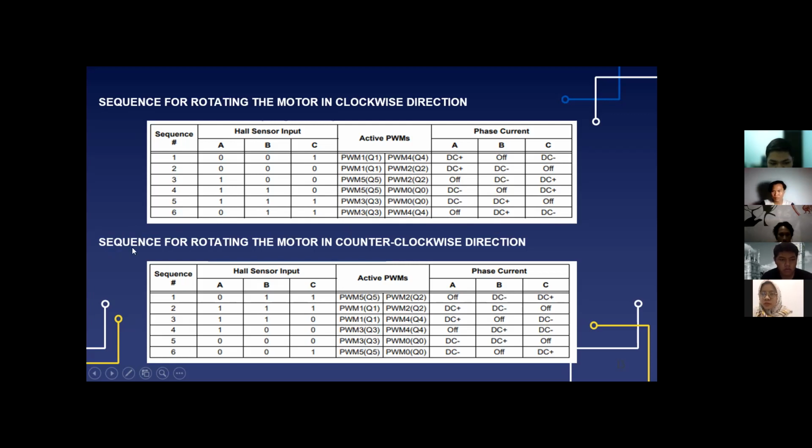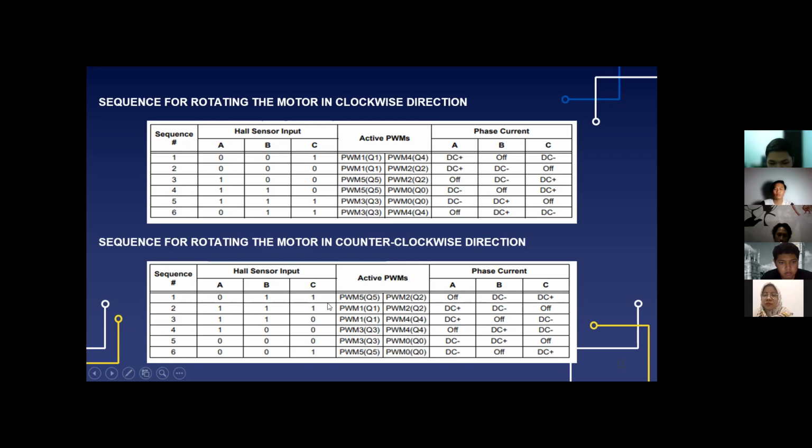For the counterclockwise direction, it is basically the same, but flipped or reversed in polarity. For example, sequence number 6 correlates with sequence number 1 in the counterclockwise direction. Hall sensor A is detecting the south pole, and Hall sensors B and C are detecting north poles, but the active PWM signal is flipped. Winding B is given negative voltage polarity in the counterclockwise direction, and in the clockwise direction it is given positive voltage polarity.